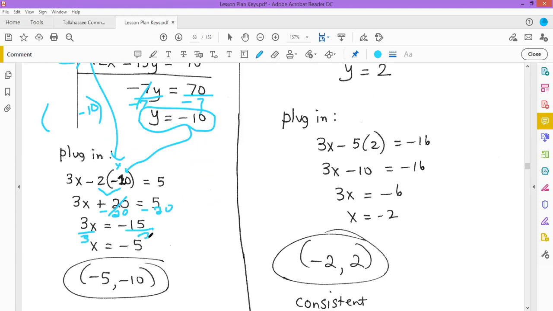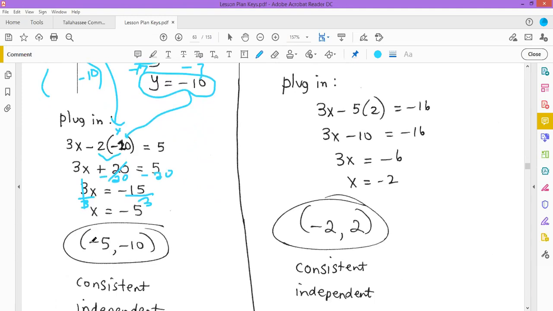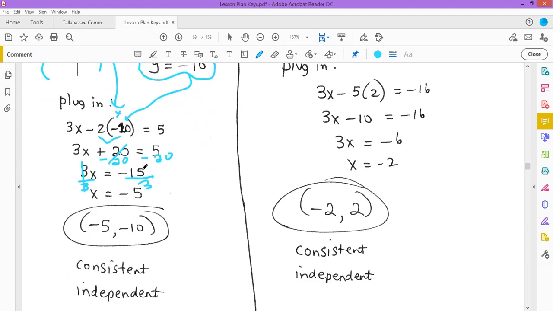Then we divide both sides of the equation by 3. The 3's cancel on the left side, leaving x. And on the right side, negative 15 divided by 3 gives us negative 5. So our solution, we have negative 5 as our x coordinate and negative 10 as our y coordinate. That's one solution. So we describe it as being consistent and independent.